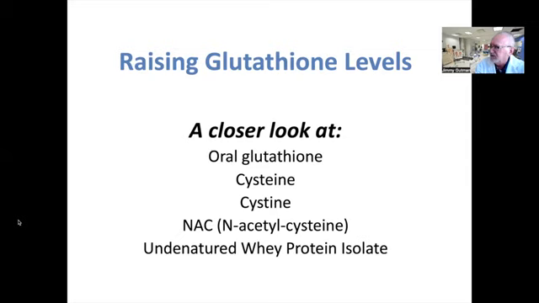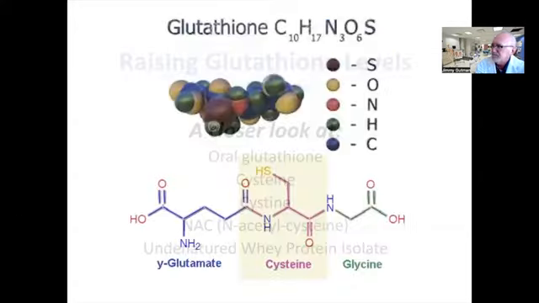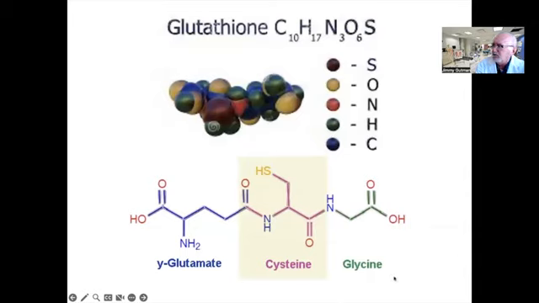In this discussion, we'll look at the most popular ways: oral glutathione, cystine, cysteine. Please note the difference in both spelling and pronunciation. N-acetylcysteine, or NAC, and finally, undenatured whey protein isolate, specifically Immunocal. But first, it's important to look at glutathione itself.